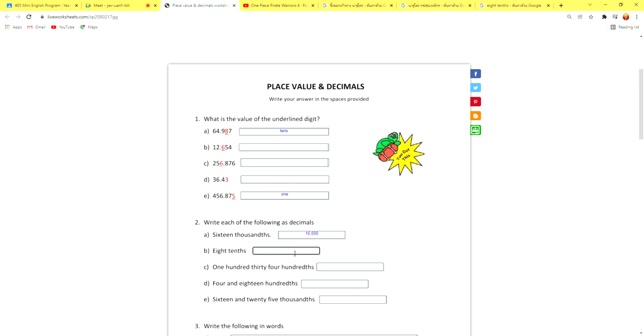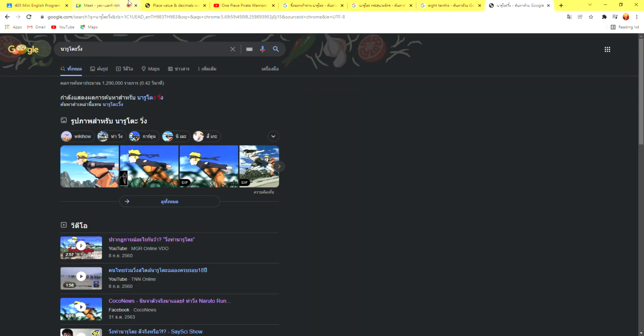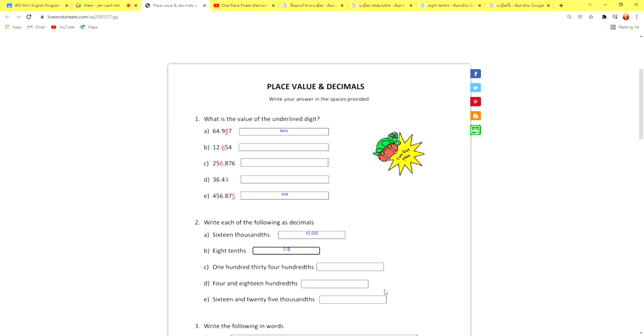Decimals in 0.4 or 0 and 4 tenths. Okay, so there are 2 ways of how we're going to read. We're going to take the easier way, which is using point, like 0.33. Okay, so children, in your book, we're going to answer in a different format. But for your live worksheet, we're going to use the one that I have taught you, okay?